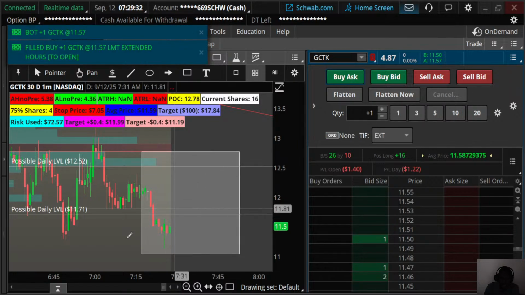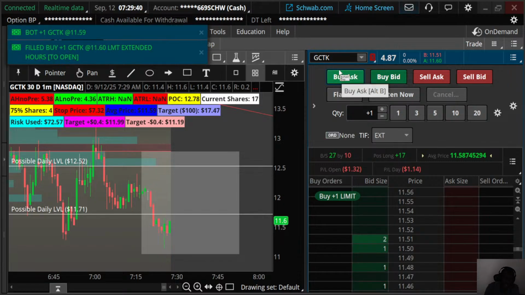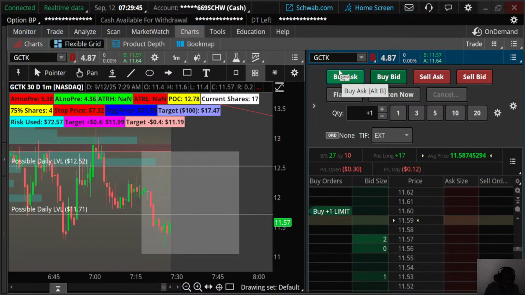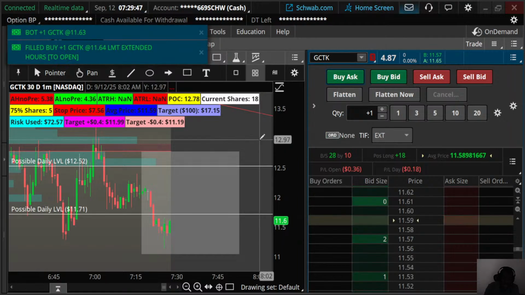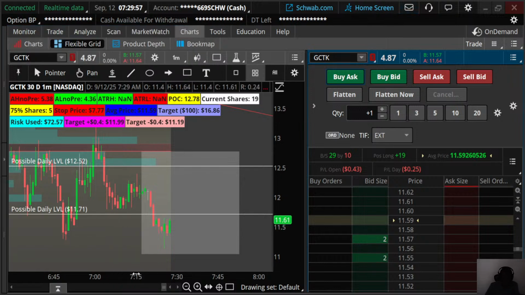$11.57s, added another share there. Every time I see it get over 11.50s, I'm gonna be probably adding one. 11.57 again, added a little bit there. Is it holding 61s? Can we see 61s? Add a little bit there. 18 shares. Looking for it to retake that 11.71. 19 shares in. See if we can get that pop.